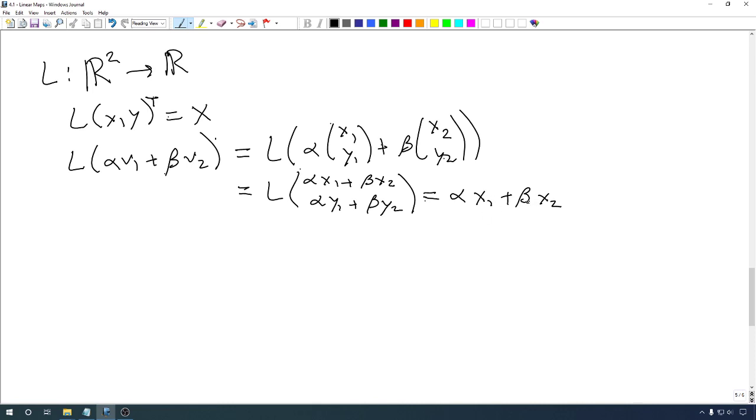And the question is, is that the same thing as if we just took alpha times L of v1 plus beta times L of v2? Well, L of v1 is exactly what x1 is. That's just L applied to the vector x1, y1. So we have alpha L of v1, and then we also have beta times L of v2 for similar reasons. So this is, in fact, a linear transformation that doesn't go between a space and itself.